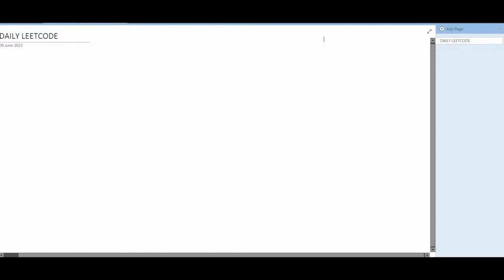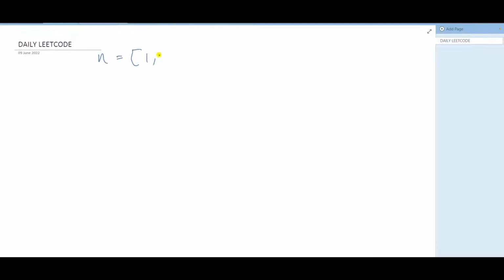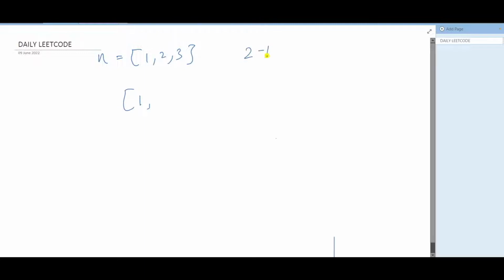The problem statement says that you're given an array. Let's say the array is 1, 2, and 3. You have to make all the elements equal in the minimum number of moves. So just to say, if you make all the elements of this array 1, the first element is already 1. The second element would have to subtract 1 from it to make it a 1.